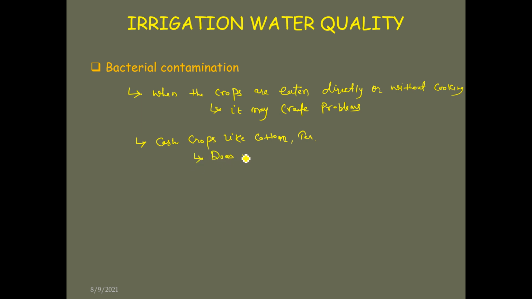So cash crops like cotton and tea do not have a problem with bacterial contamination. Okay, so this was about the water quality, or the presence of some elements in the water for irrigation purposes.